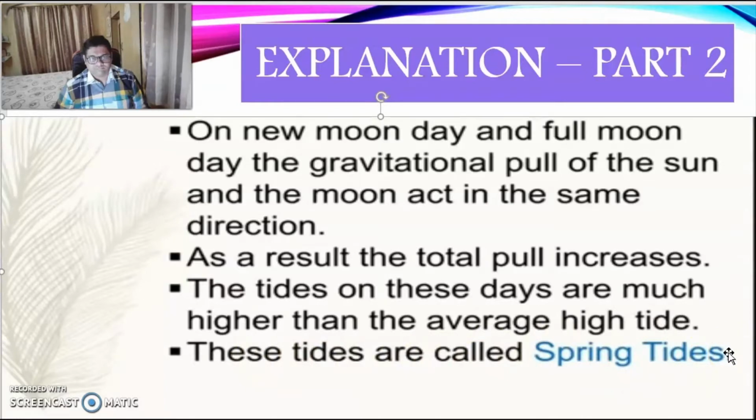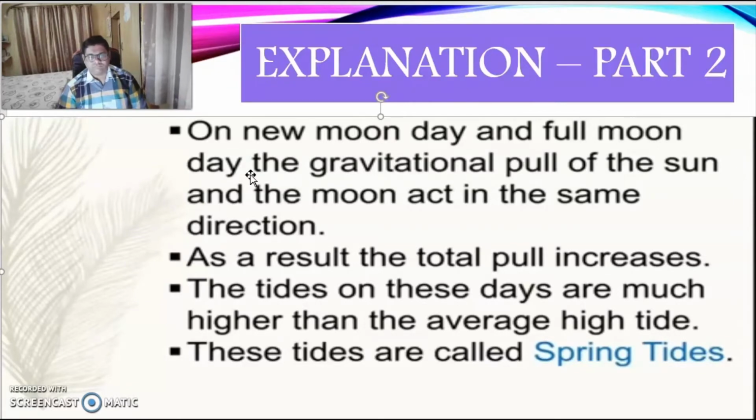What are spring tides? Spring tides occur on the new moon day and full moon day. On this day, the sun's and the moon's gravitational force acts in the same direction. Since it acts in the same direction, the total pull increases. When you pull something in one direction, the power is more. So this pull increases, and as a result, the high tides which occur on these days are higher than the average high tide. And these tides are called spring tides. Spring tides occur on the new moon day and full moon day.